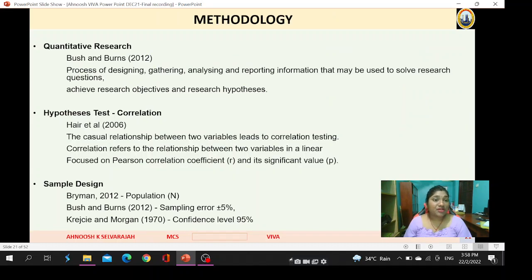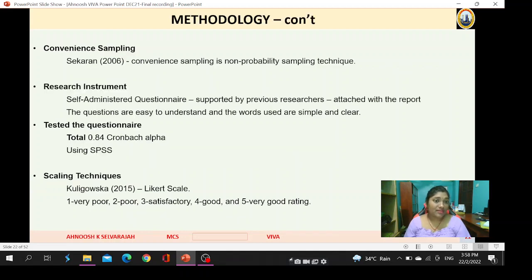So research methodology, the questionnaire. This thesis is quantitative research. The hypothesis is correlation, Pearson correlation. For the sample size, according to Push and Burn 2012, sampling error is 5% and confidence level is 95%. Convenient sampling. The questionnaires were tested and the Cronbach alpha was 0.84 using SPSS.